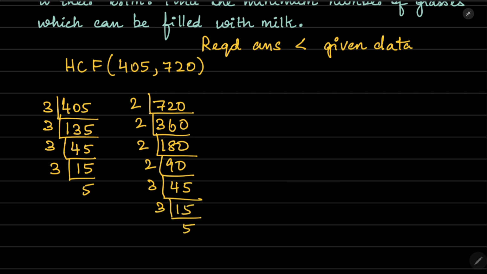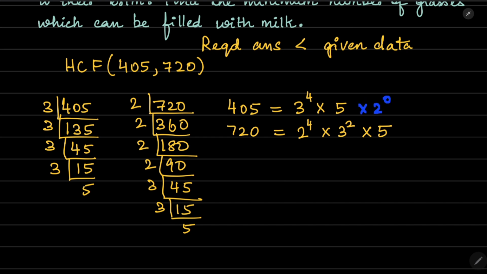So you have got the prime factorization of 405 as 3 to the power 4 multiplied by 5. And for 720, the prime factorization is 2 to the power 4 multiplied by 3 square multiplied by 5. Since you don't have a prime factor of 2 in 405, I am going to add 2 to the power 0 here, just to make sure my prime factors are equal across. So 2 is common, 3 is common, and 5 is also common. Now let me write the HCF.